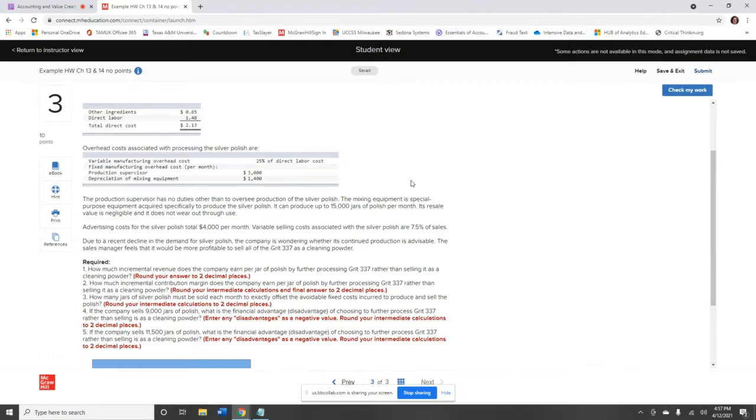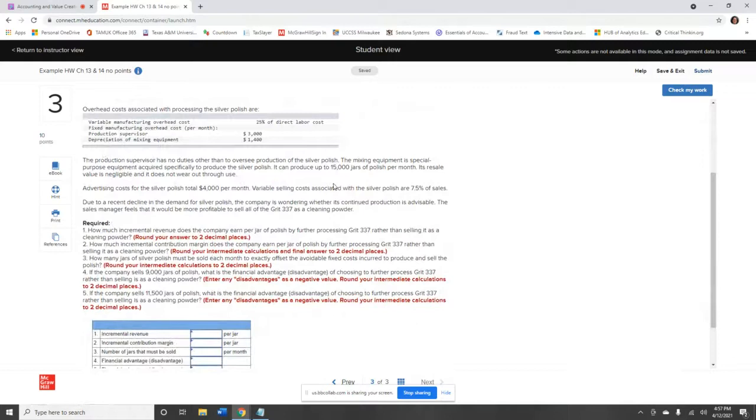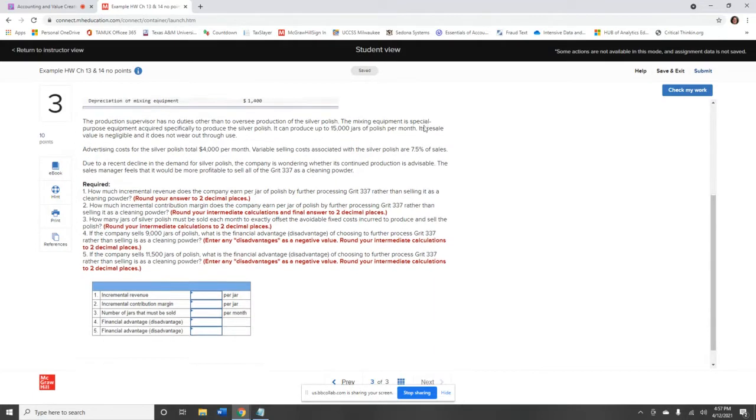The production supervisor has no duties other than to oversee, so they might not be necessary if we don't make sparkle. The mixing equipment has a special purpose and specifically makes the polish. It can produce up to 15. Its resale is negligible, and it does not wear out. So that basically means we don't really have to consider the depreciation as a differential cost because we're stuck with it. It's not like we can sell it.